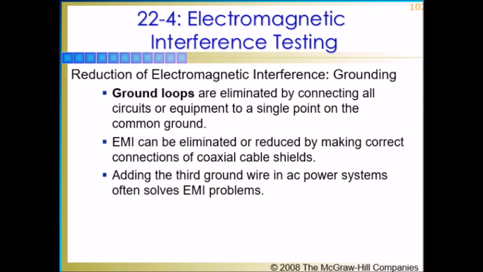Grounding. A poor electrical ground often causes EMI. As you know, a ground is a common reference point for most, if not all, voltages in a circuit. These grounds show up in many different physical forms. It may be a metal chassis or rack, the metal frame of a building, or water pipes.